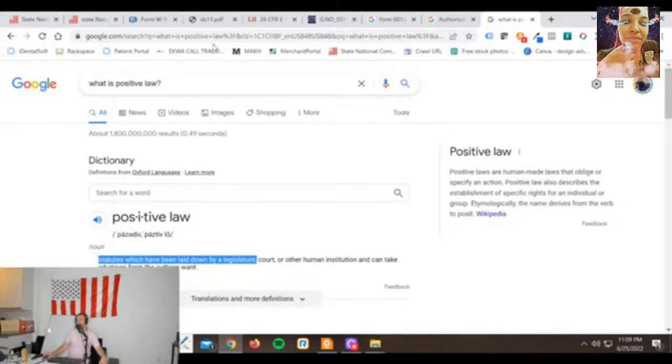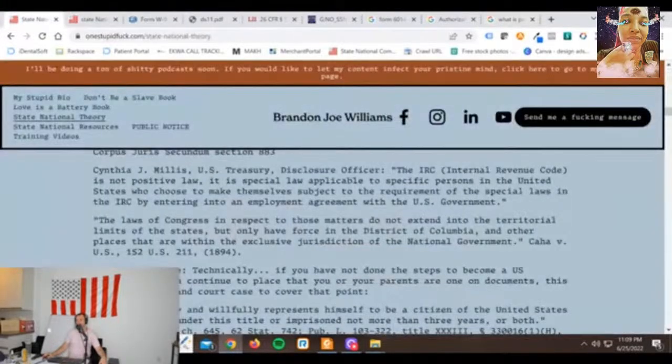Okay. So what she's saying in this situation, Cynthia J. Millis, the U.S. Treasury Disclosure Officer, she's saying it is not positive law because it's not. We looked at it earlier. The section, whatever it was, said that it hadn't even been enacted yet. So it has no enactment clause. Thus, it's not positive law. It is special law applicable to specific persons in the United States who choose. See that word? Choose. Because you really do. It's messed up, but it's the truth.